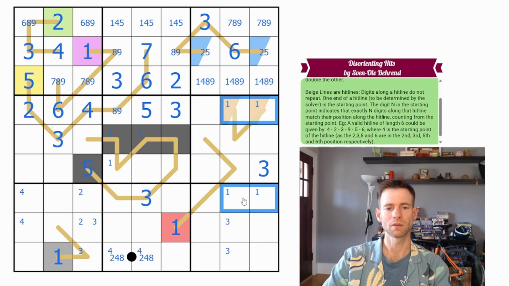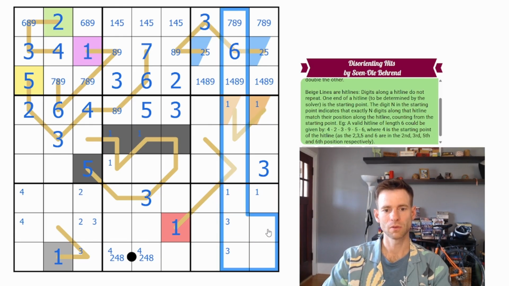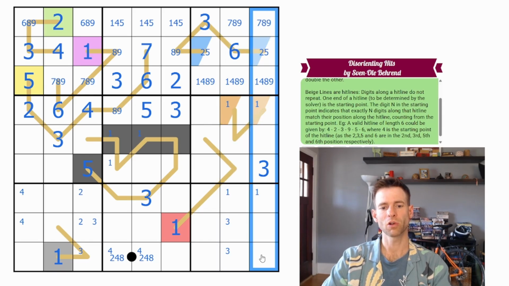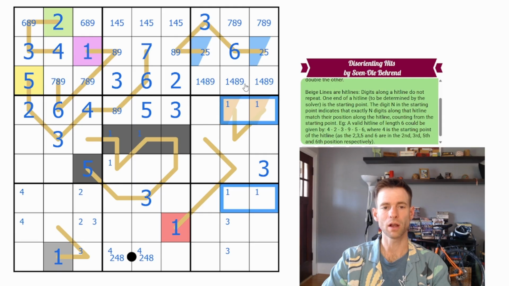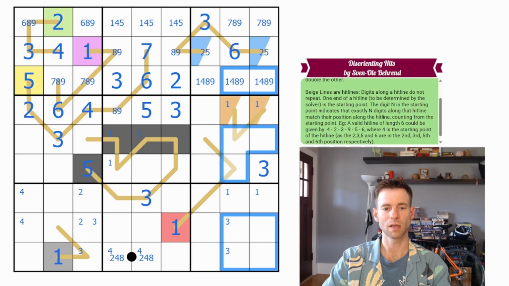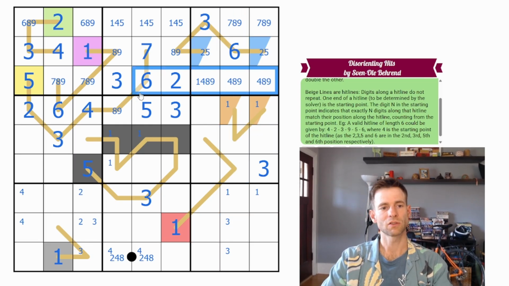So now we have an X-wing on 1s. In these 2 columns, you can only have 2 1s, because you can only have one of any single digit in a single column. So in this column we're going to have 1, 1. In this column we're going to have 1, 1. So in these 2 columns altogether, you're only going to be able to have two 1s, and they're here and here. That means nowhere else can you have a 1. These can't be 1s. So the only place for 1 in this row now is here.